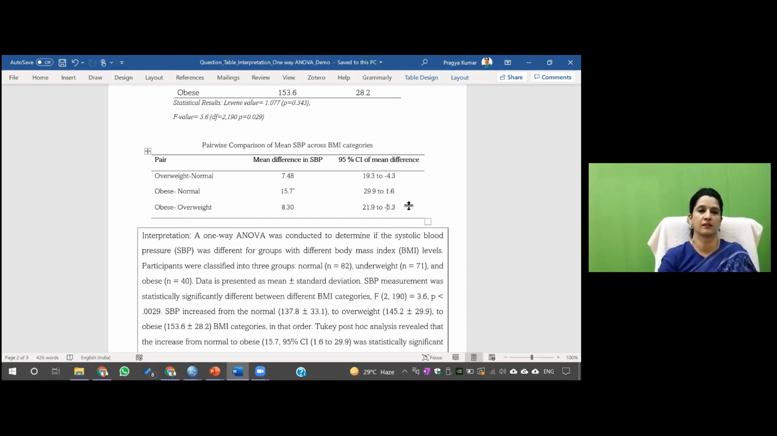Okay, ma'am. Yes, ma'am. Because it was a mean difference, it may be difficult for the reader to understand. So now it seems okay, because it is positive, and you can see it is the difference of overweight minus normal, obese minus normal, and obese minus overweight. Right? Any other query?